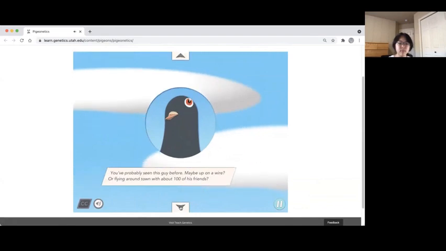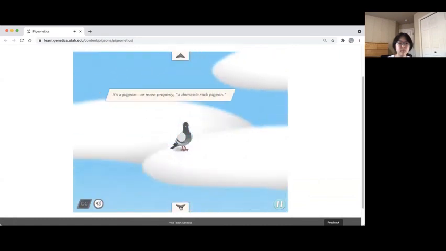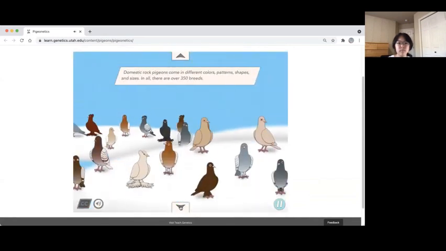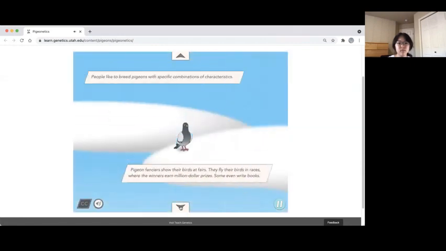You've probably seen this guy before, maybe up on a wire or flying around town with about 100 of his friends. It's a pigeon, or more properly, a domestic rock pigeon. Domestic rock pigeons come in different colors, patterns, shapes, and sizes. In all, there are over 350 breeds. People like to breed pigeons with specific combinations of characteristics. Pigeon fanciers show their birds at fairs. They fly their birds in races where the winners earn million-dollar prizes. Some even write books.